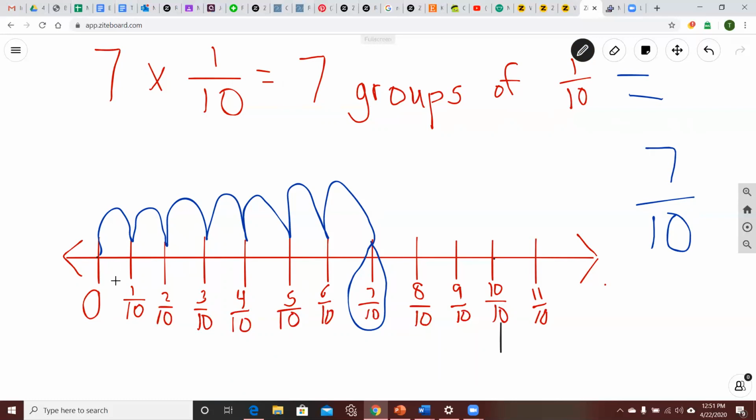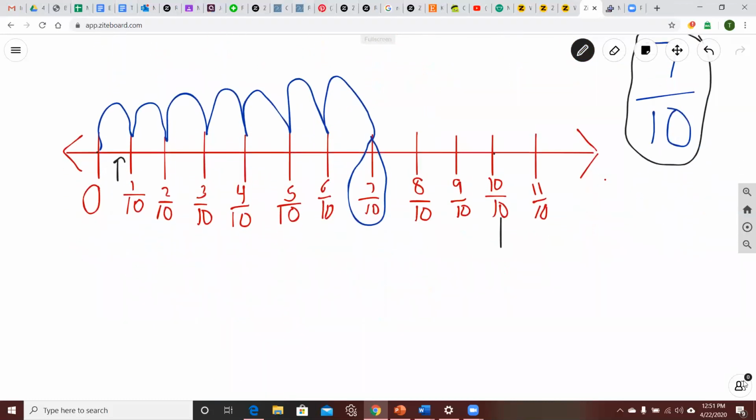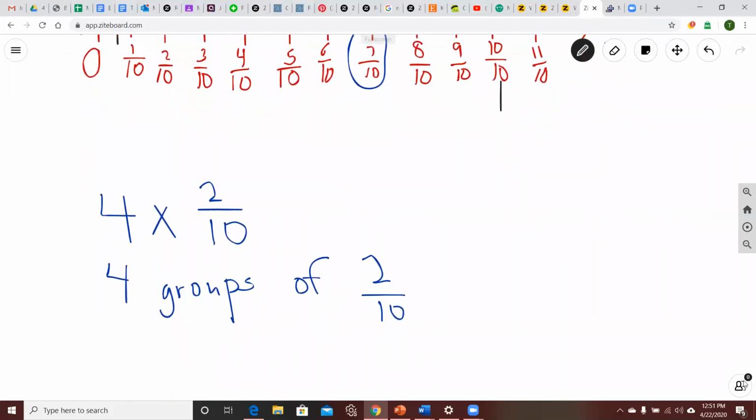So right here, there's 1/10. So there's 1 jump. I've got to do 7 though. 2, 3, 4, 5, 6, 7. Circle where I landed, which was 7 tenths. So 7 times 1/10 equals 7 tenths. All right, look at our next one.